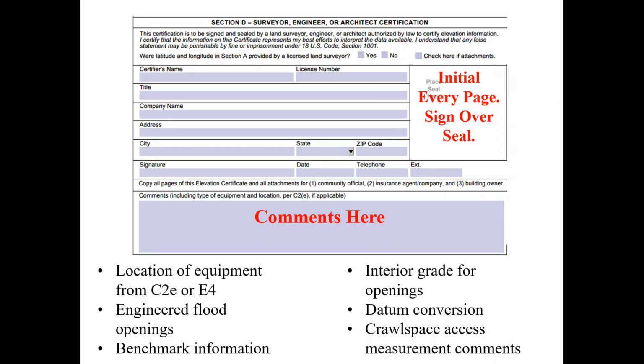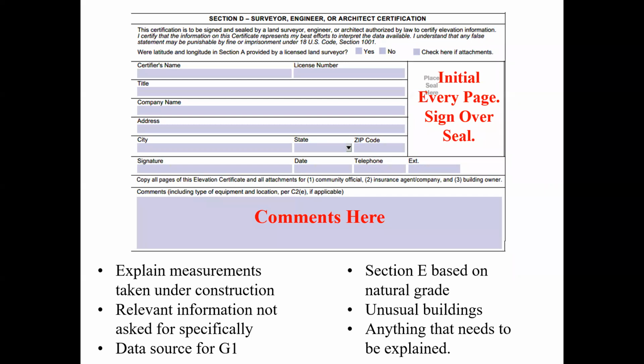So interior grade for the openings, if you had to use the adjacent grade from the interior, if that was done, put that in the comments. If you had to convert the datum and you use the NCAT tool, then put that in there. If you weren't able to get into the crawl space the normal way and you had to use one of the suggestions or instructions from the elevation certificate instructions, then put that in there. If this is an under construction certificate, then how far under construction was it? At what stage was it?